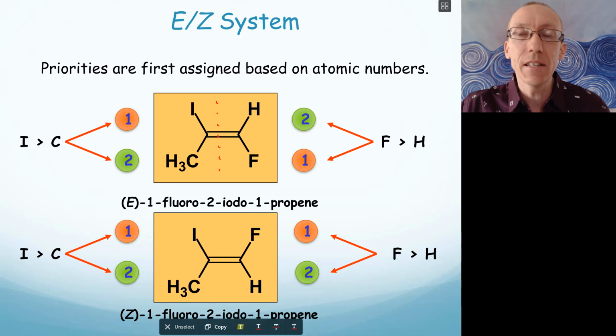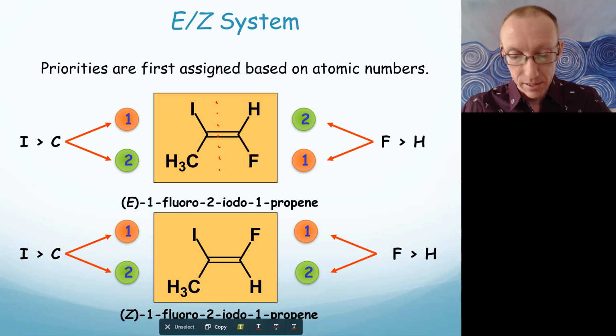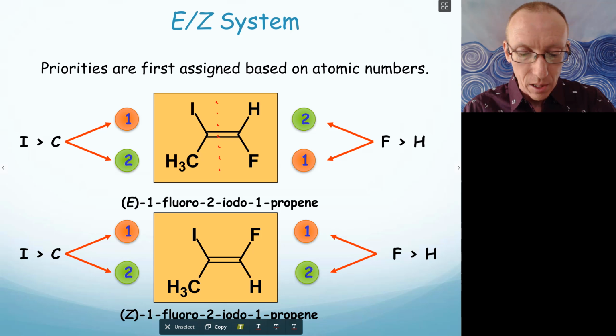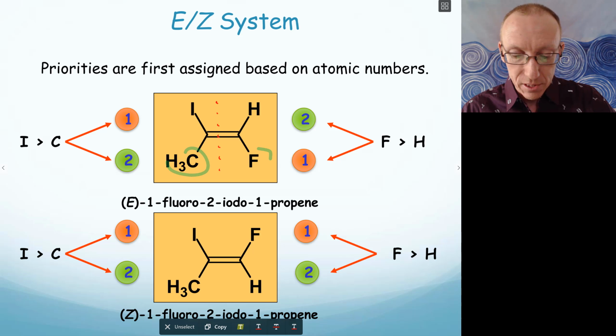Okay, and now this should show you why we need the EZ system. We couldn't assign cis or trans to these compounds because how would we know what the cis or the trans applies to? Are we talking about the carbon versus the fluorine, or are we talking about the iodine versus the fluorine? So we need this EZ nomenclature for compounds that have more than two substituents.